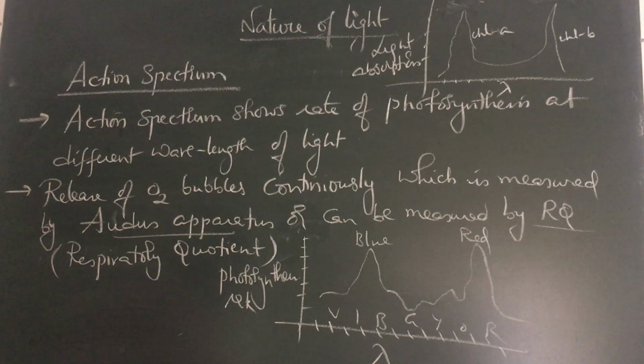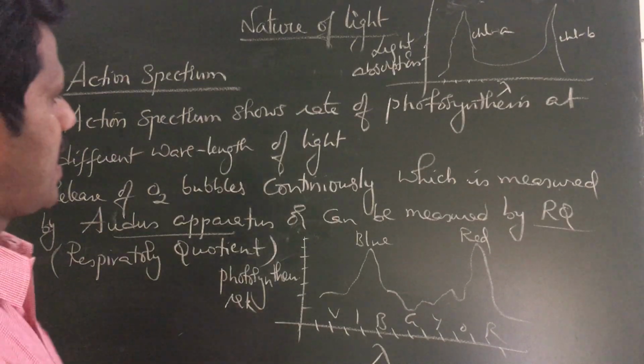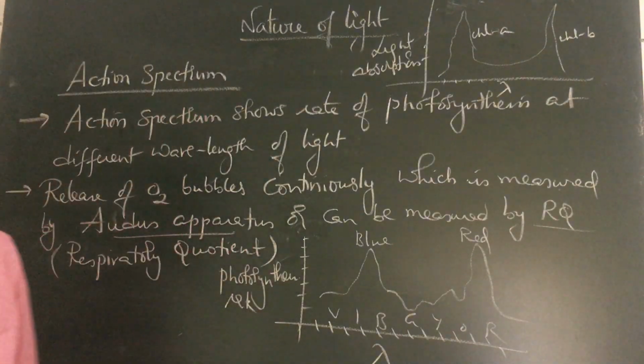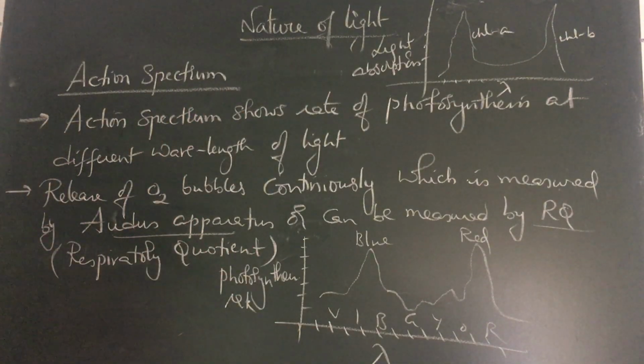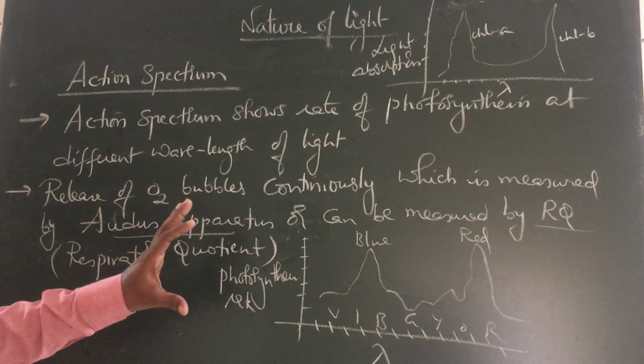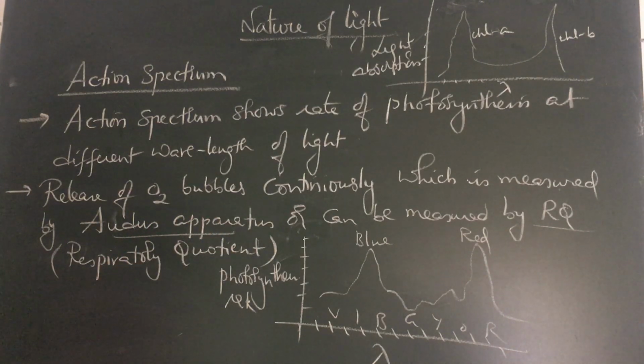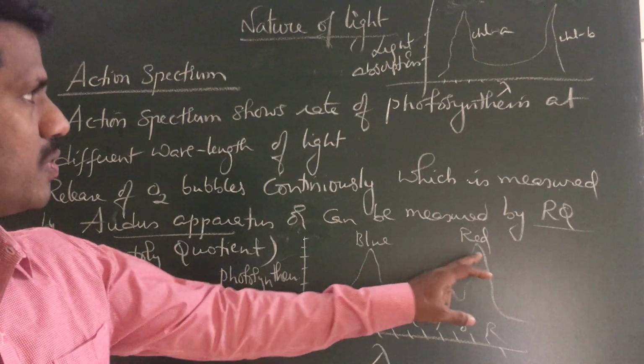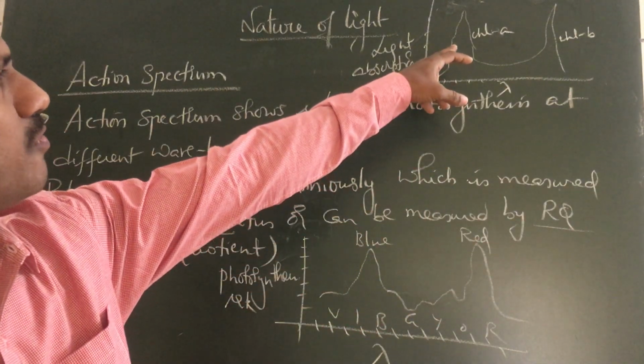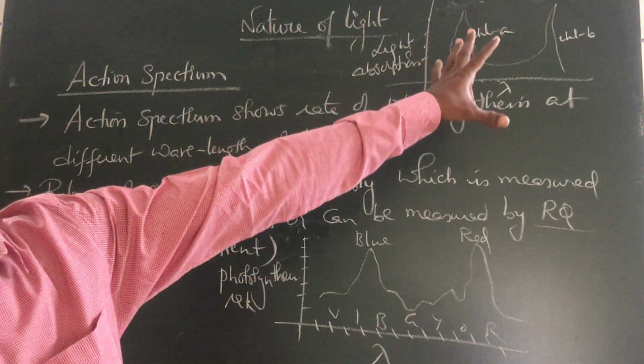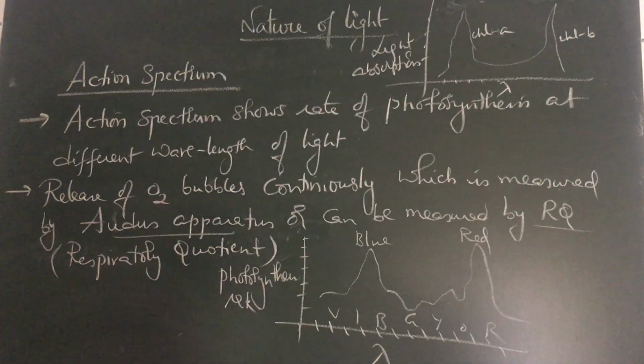When you combine both the absorption spectrum and the action spectrum, and the graphs coincide, they exactly match. At that particular wavelength of blue and red, pigment absorption by chlorophyll A and chlorophyll B will be more. So both spectrums are compared.